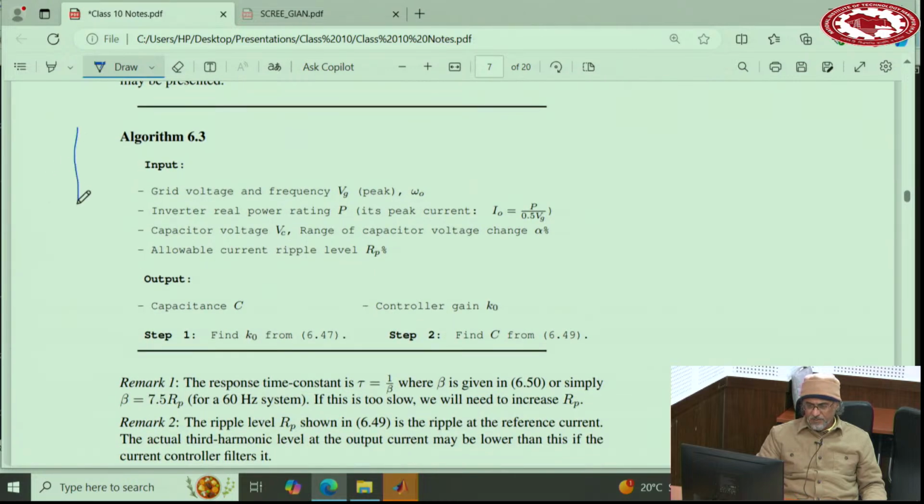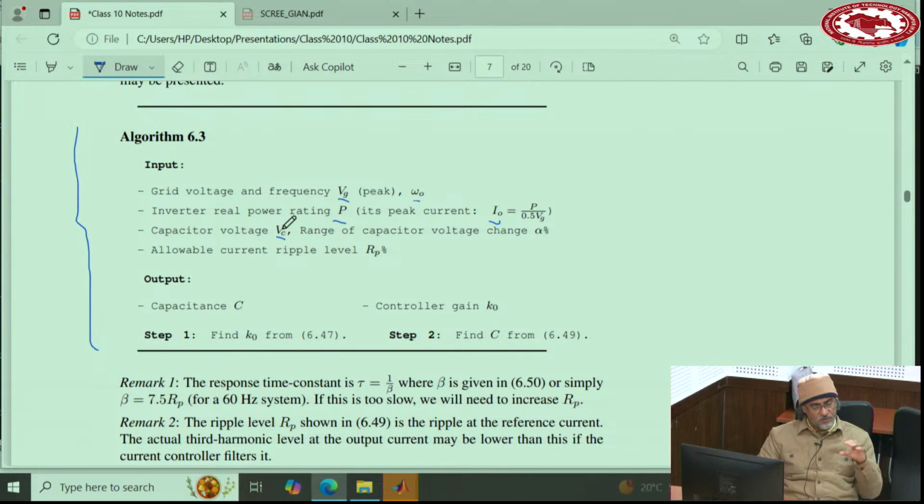This algorithm here. The grid voltage is given, the frequency of the grid is given, the power rating of the converter is given. From power rating and the voltage, you can calculate the current rating, no problem. Capacitor voltage should be given. You should decide how much you want this capacitor voltage to be.